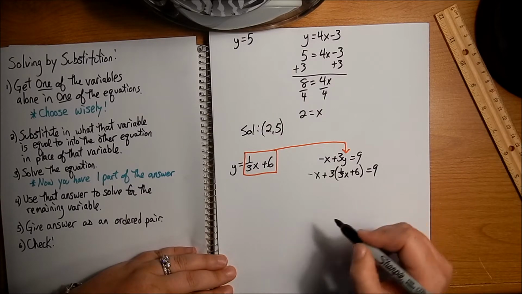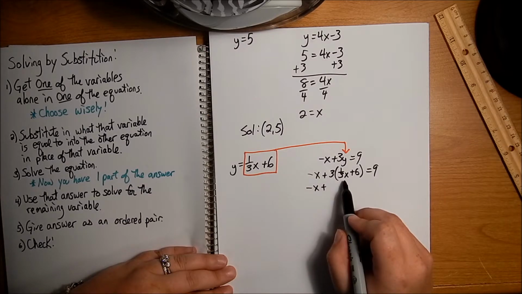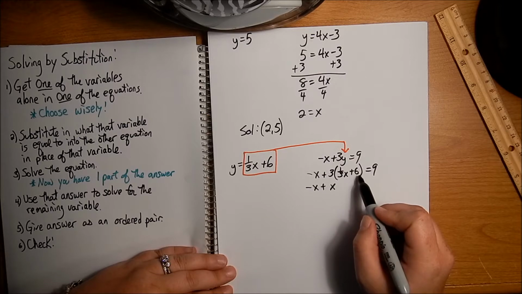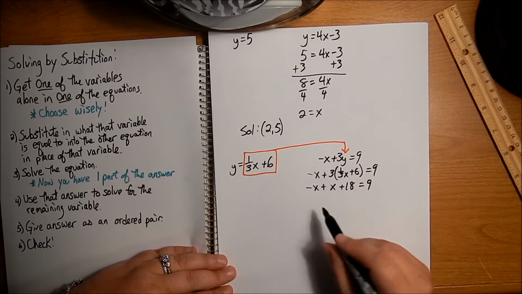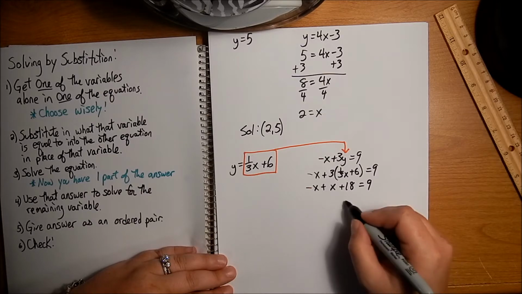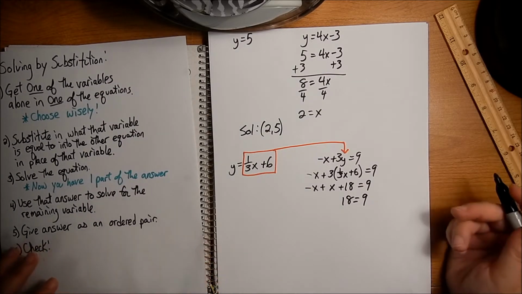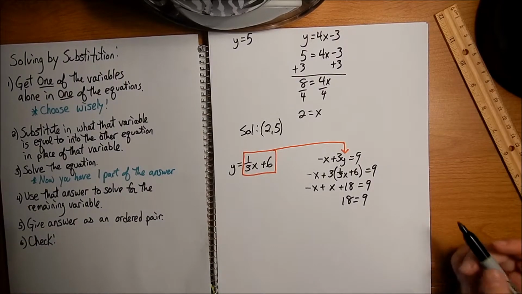And now all I have is x's, so I can solve for that. I'll have to distribute this 3. 3 times 1/3 x is just 1x, but we just write it as x. 3 times 6 is plus 18 equals 9. Negative x plus x, I just cancel each other out, so I have 18 equals 9. What? 18 does not equal 9? What happened? Did I mess up?